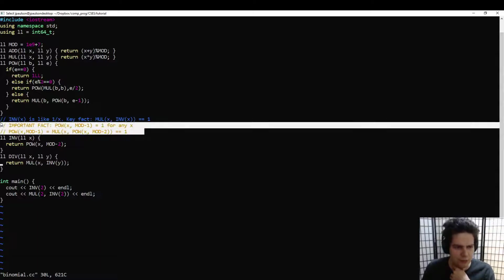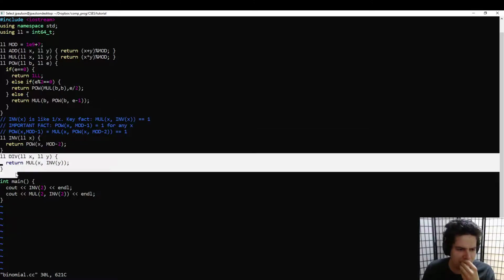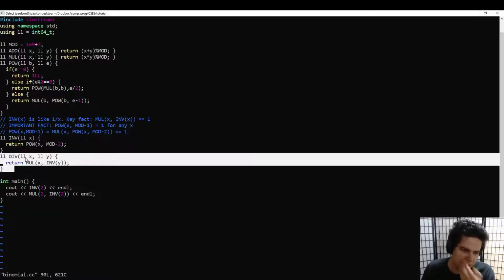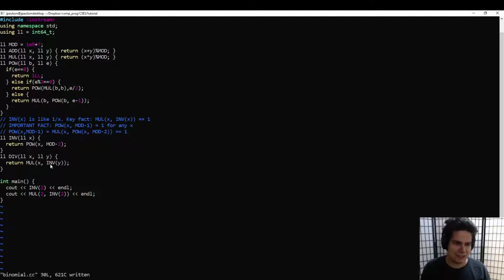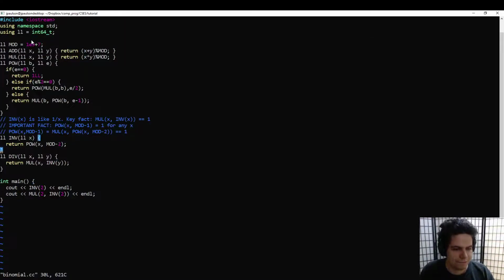This is super cool, and you can totally work with fractions this way. You can represent any fraction x over y with the multiplication of x and the inverse of y, and fractions will work out kind of how you expect. If you take a half times 6, you get 3, even though a half is 500,000,004. So let's use it to solve this problem.